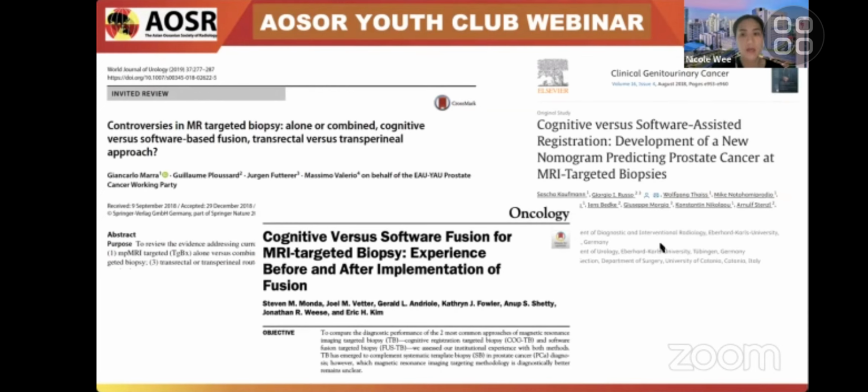But there also are other papers out there in which researchers have reported that the cognitive method is inferior when compared to the fusion technique due to the greater amount of interoperator variability. And as a result, it may actually miss a large number of clinically significant prostate cancers.